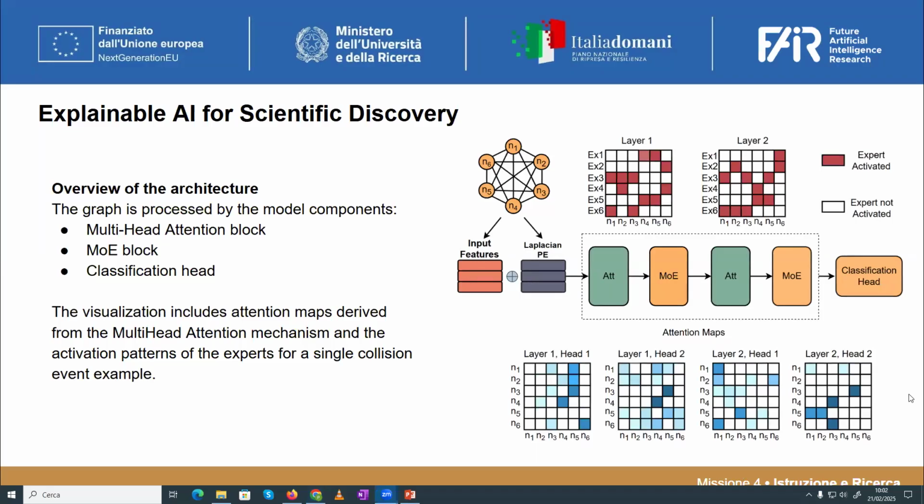And as you can see, you can also look at which experts are activated with respect to the different nodes.